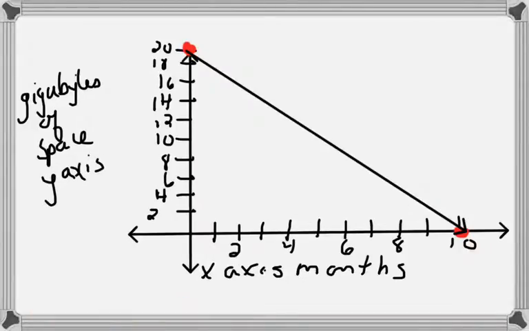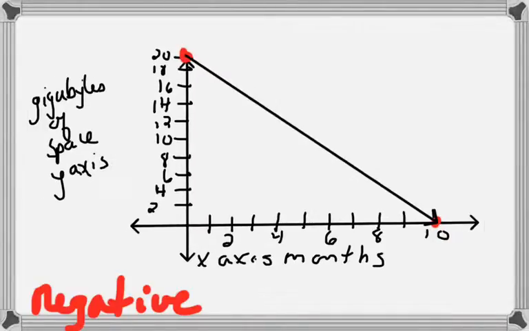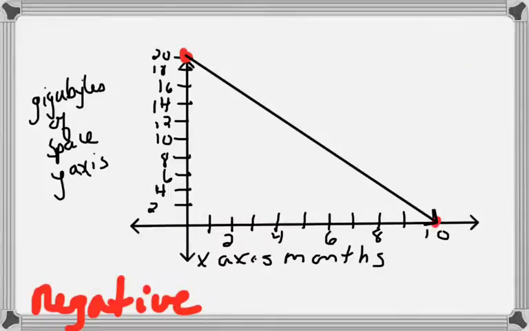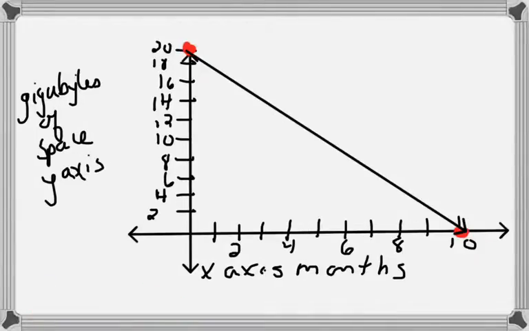And in the third situation, they're again talking about space, but this time they call it the storage capacity. Well, that's the same as the amount of remaining space. And so his storage capacity in gigabytes is doing the exact same thing as his remaining space. It's decreasing by 2 gigabytes every 1 month, and therefore at 10 months he will have no more storage capacity. This is a negative slope situation, and this is a negative slope situation, the storage capacity.